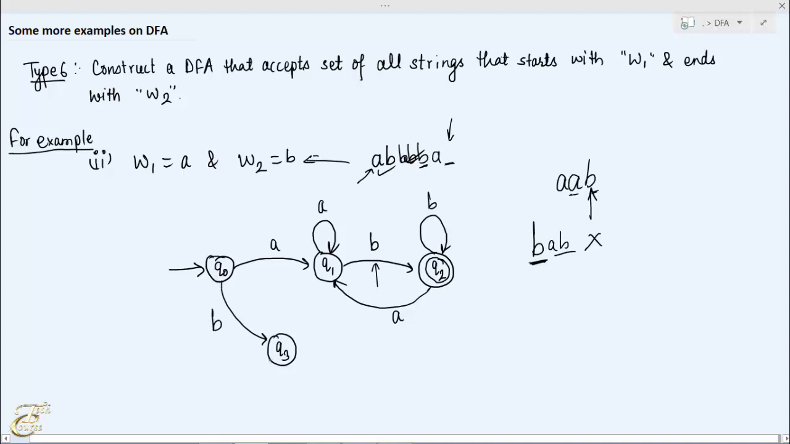Now, whatever comes after this B can be accepted. Therefore, we just revolve in Q3 state on encountering the symbol A or B. This is our required DFA.